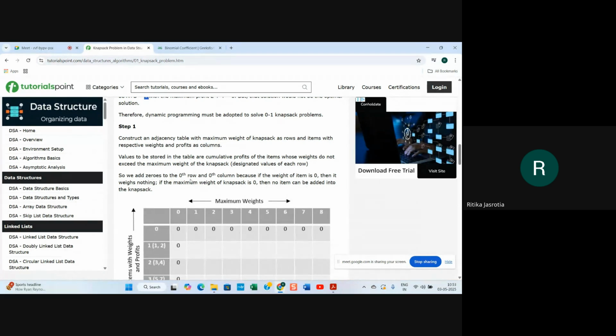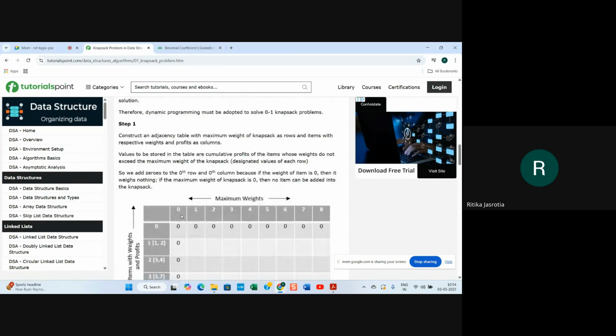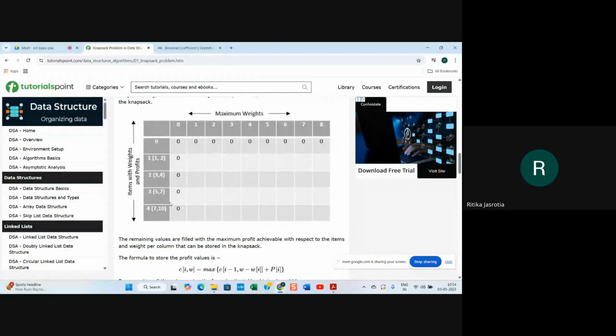So we add zeros to the zeroth row and zeroth column, because if the weight of the item is 0, it weighs nothing. If the maximum weight of the knapsack is 0, then no item can be added into the knapsack. So the 0th row and 0th column will be kept as 0, because weight is 0 and knapsack is also 0. The remaining values are filled with the maximum profit achievable with respect to the items and weight per column that can be stored in the knapsack.